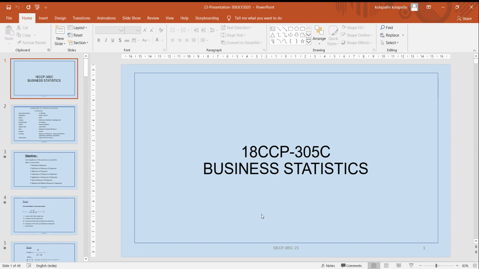In measures of dispersion, we will learn about the various types of measures of dispersion, namely range, coefficient of range, quartile deviation, coefficient of quartile deviation, mean deviation, and standard deviation.